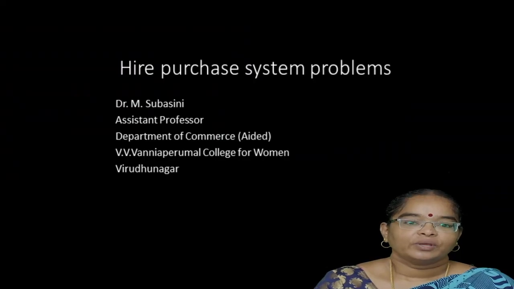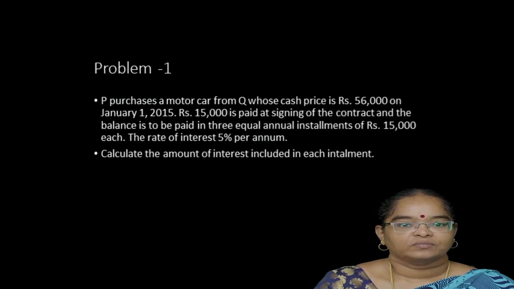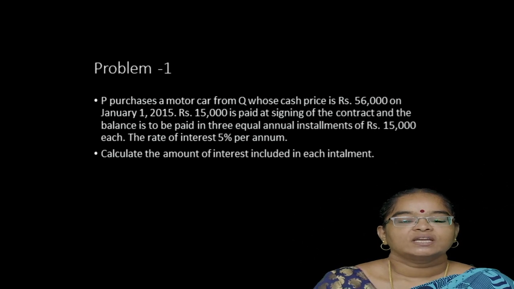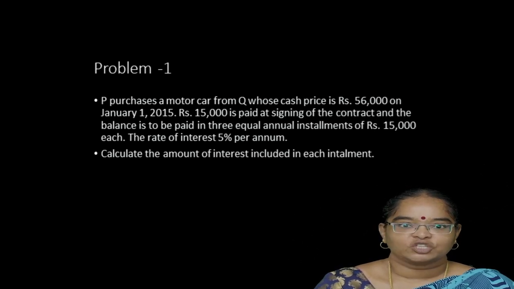Today we are going to see about hire purchase problems. Let us see the problem. P purchases a motor car from Q whose cash price is rupees 56,000, and at the time of entering into agreement rupees 15,000 is paid. The balance is to be paid in 3 equal annual installments of rupees 15,000 each. The rate of interest is 5% per annum. You are asked to compute the interest included in each installment.